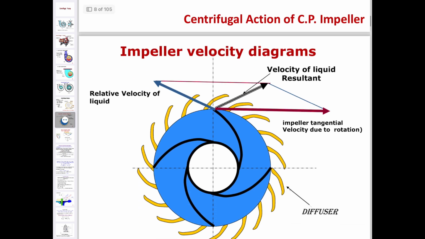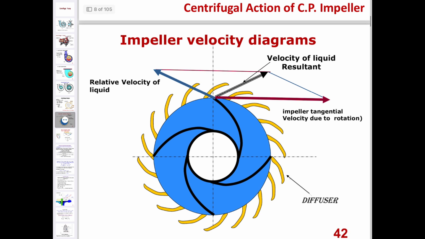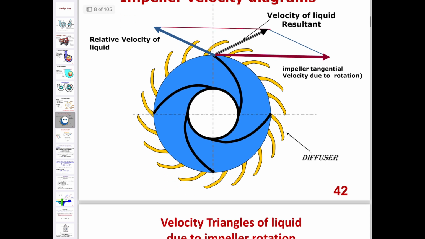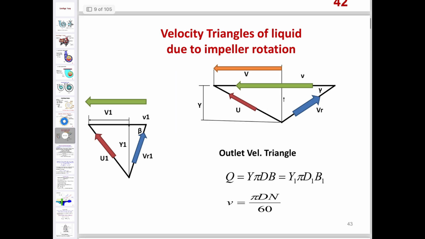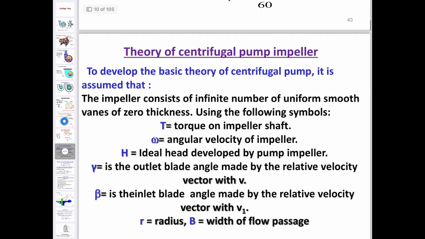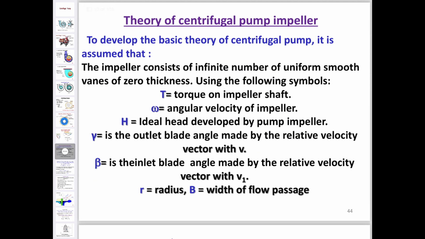The impeller raises the velocity of the liquid. The velocity of the liquid results from the impeller tip velocity due to rotation. We see this in the picture for the diffuser. Now see the picture for the theory of centrifugal pump impeller, to develop the basic theory of centrifugal pump.